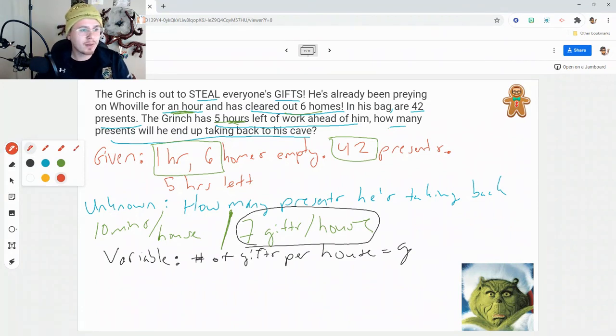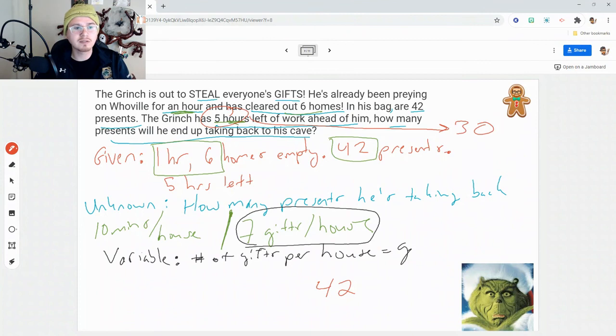So I know my total. I don't know my total, but I do know that I currently have 42 presents. All right, and I know that I'm going to be working for 5 more hours, which now I got to do some math. So how many houses is that? Well, there's 5 hours. I do 6 homes per hour, so that would be 30 more houses. So if I do, pause this quick so I don't mess up.